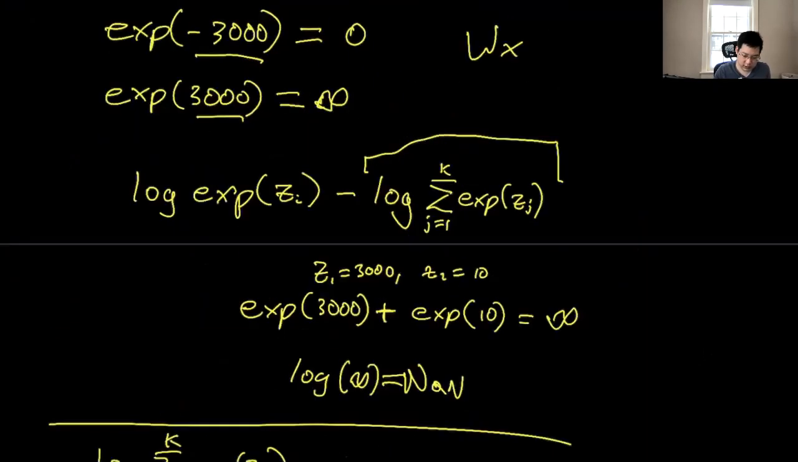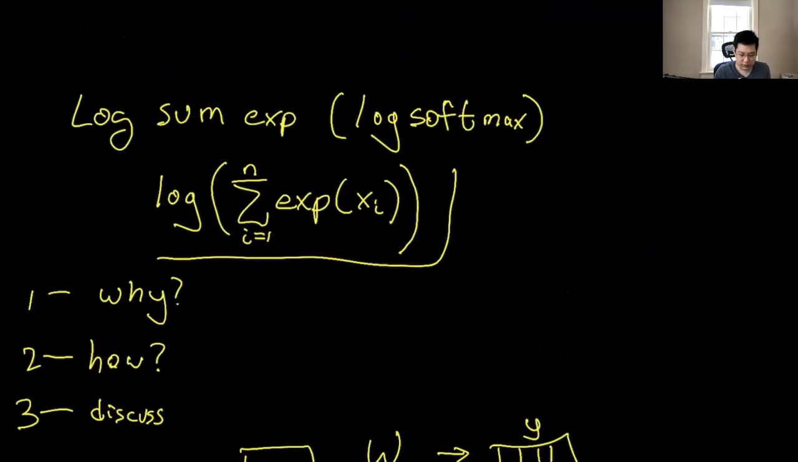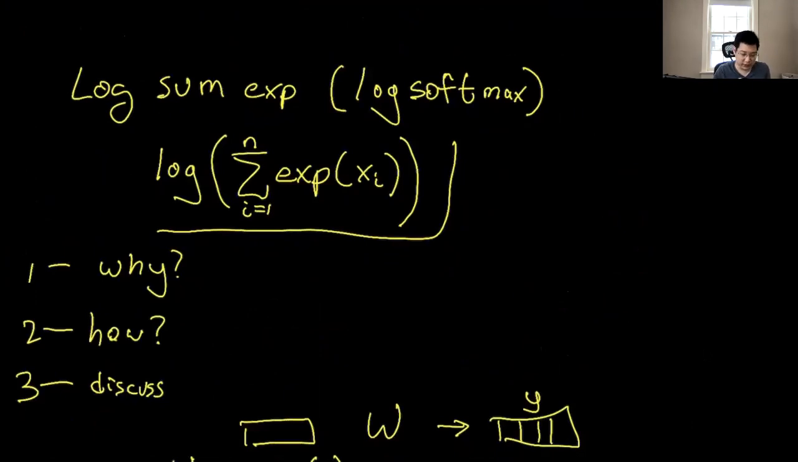That's the trick. You might not have to use this because a lot of times these are already pre-implemented for you, but anytime you're building probability distributions out of numbers by exponentiating them, you're going to come across this trick, or you're going to want to use it when you have to do it yourself. All right, that's it.